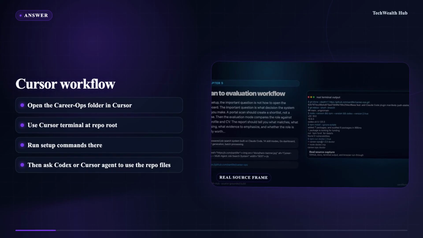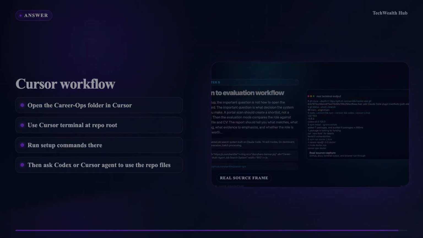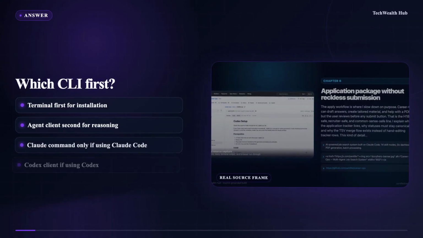For Cursor, the important part is the project root. Open the Career Ops folder itself in Cursor, not the parent downloads folder, not your desktop, and not a random terminal tab. Run the setup commands inside that root. When you ask the agent to do something, the agent needs to see agents.md, the modes folder, config, templates, cv.md, and portals.yml. If Cursor opens in the wrong folder, the commands will look correct, but the agent will not have the right local context. Most Cursor confusion is really project root confusion.